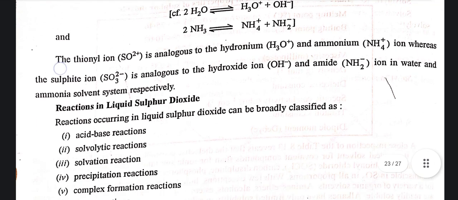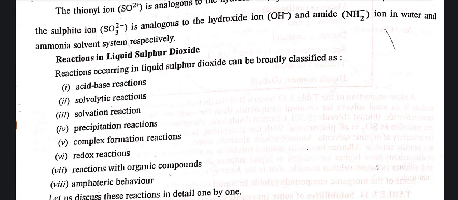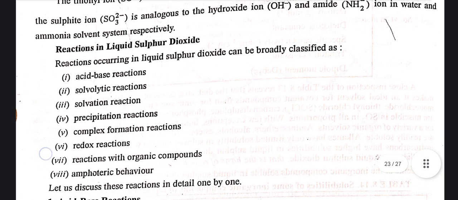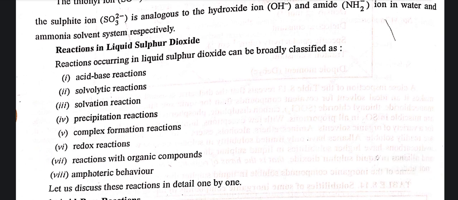Reactions in liquid sulfur dioxide. Reactions occurring in liquid sulfur dioxide can be broadly classified as acid-base reactions, solvolytic reactions, solvation reactions, precipitation reactions, complex formation reactions, redox reactions, reactions with organic compounds, and amphoteric behavior.